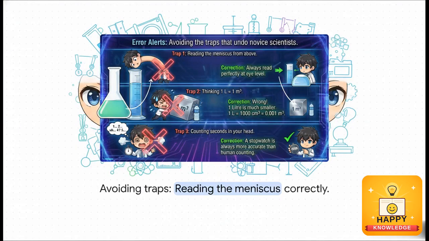It's a total novice trap to read the liquid level from above. Looking down from that angle creates a completely false reading. Instead, you must always physically lower yourself so you're targeting the absolute lowest point of that curve, the bottom of the meniscus, perfectly at eye level. That right there is the true volume of your liquid.